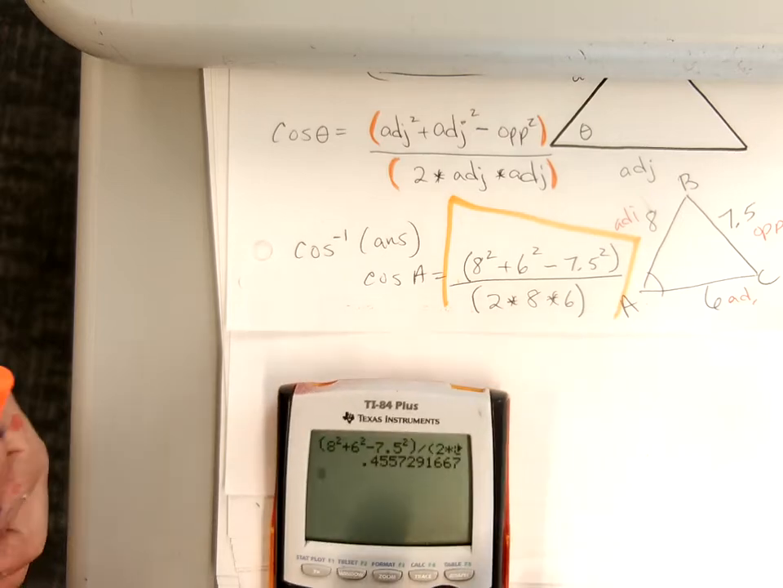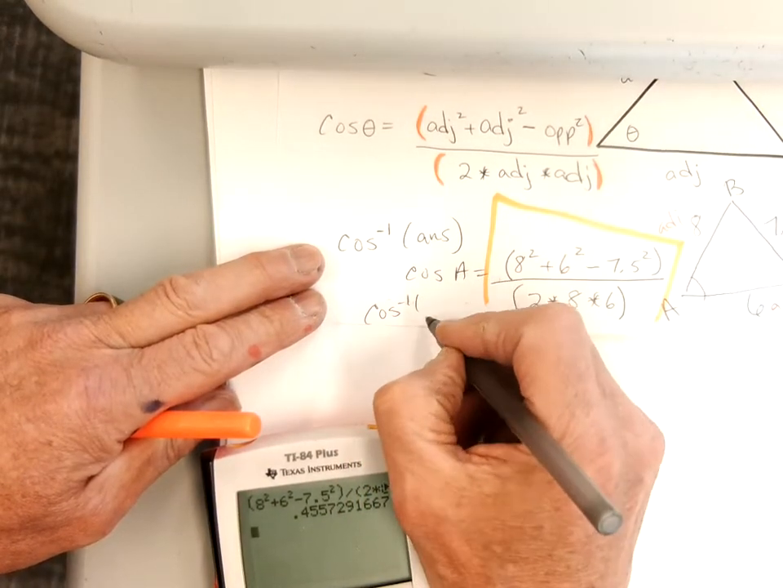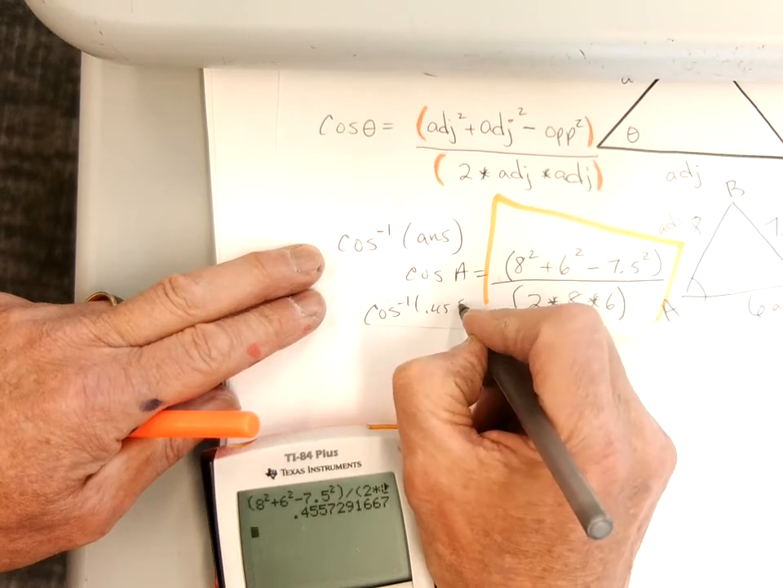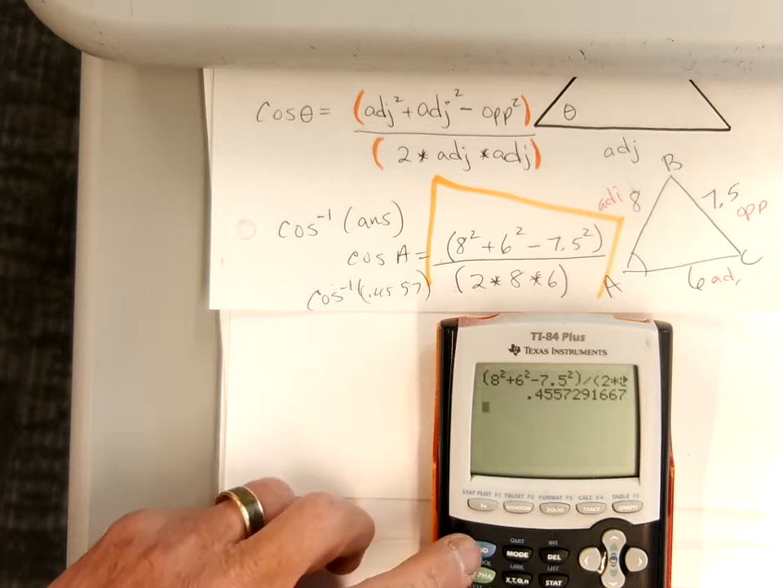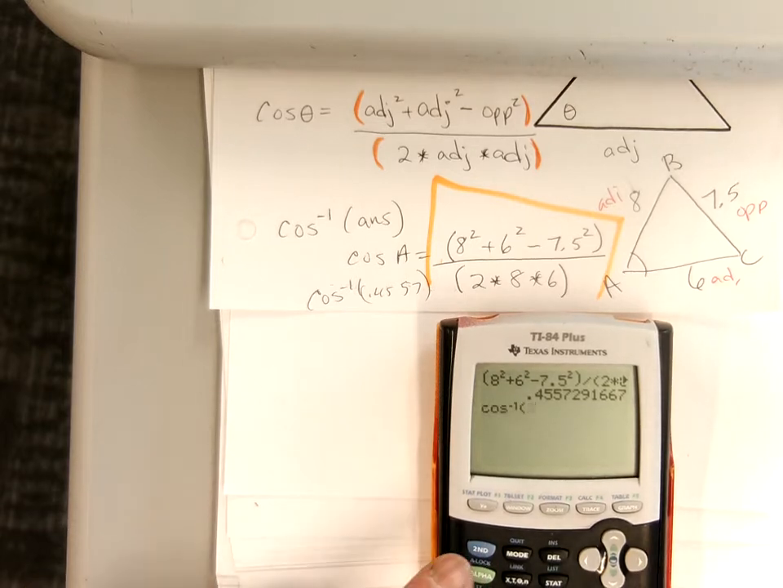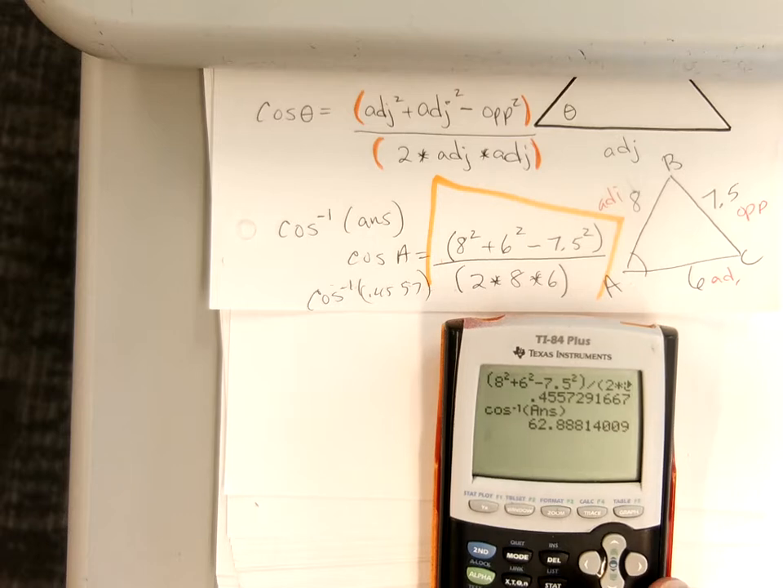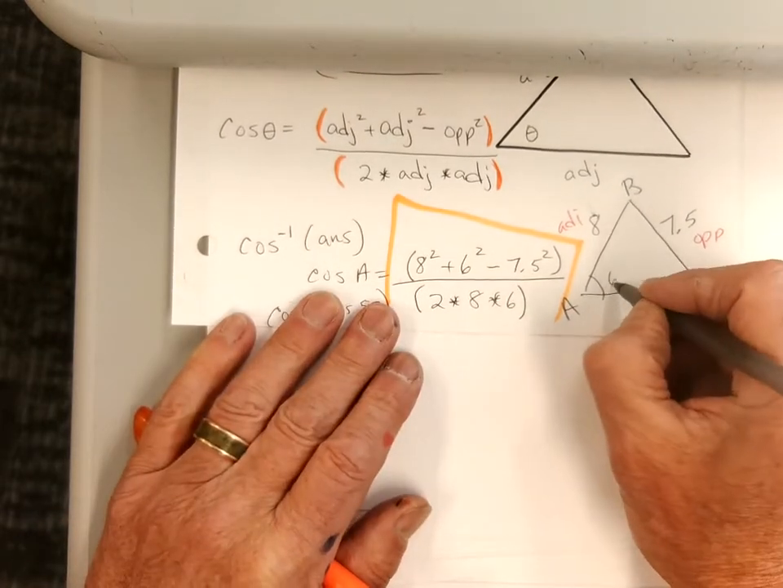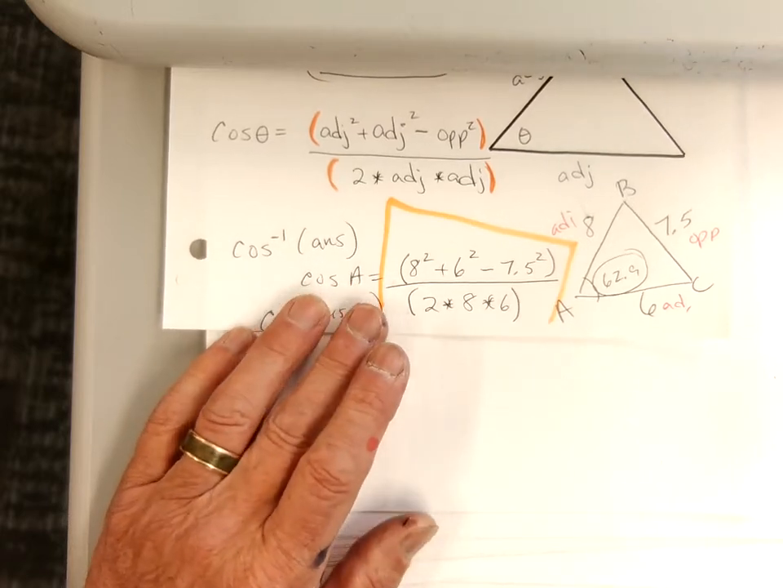So then I'm going to take the cosine inverse of this, 0.4557 blah, blah, blah. But I'm going to use my answer button. So I'm going to go second cosine, right? Cosine inverse of my answer. And I get an angle. About 62.9. Okay? Now, thumbs up.